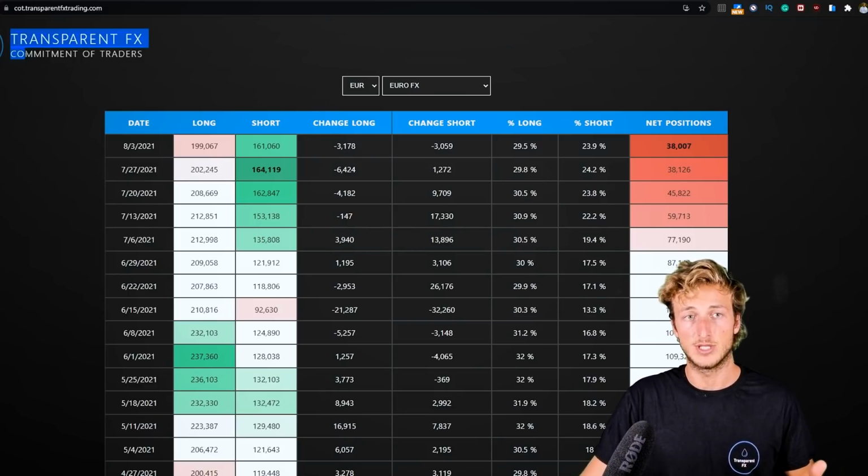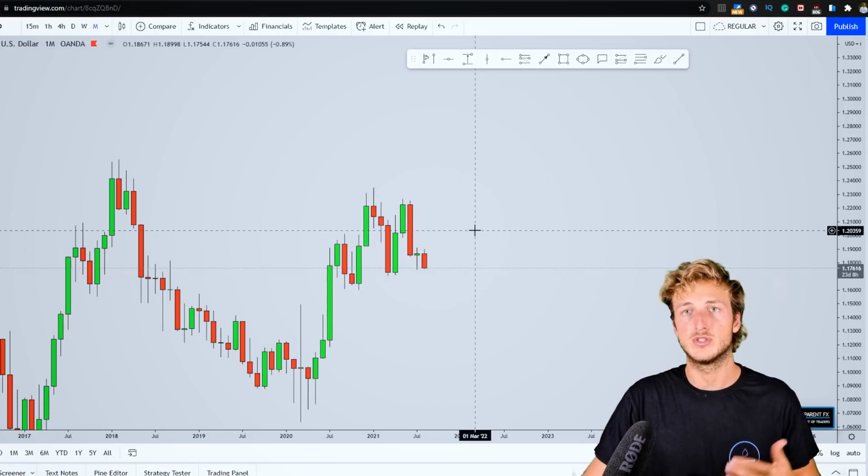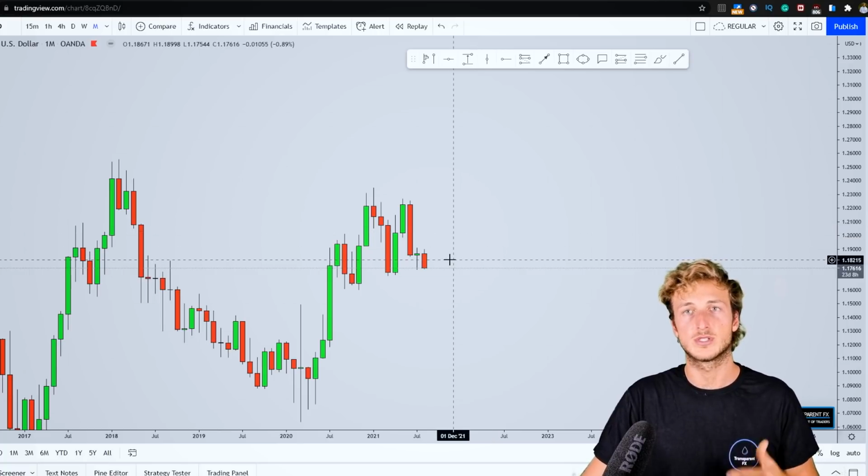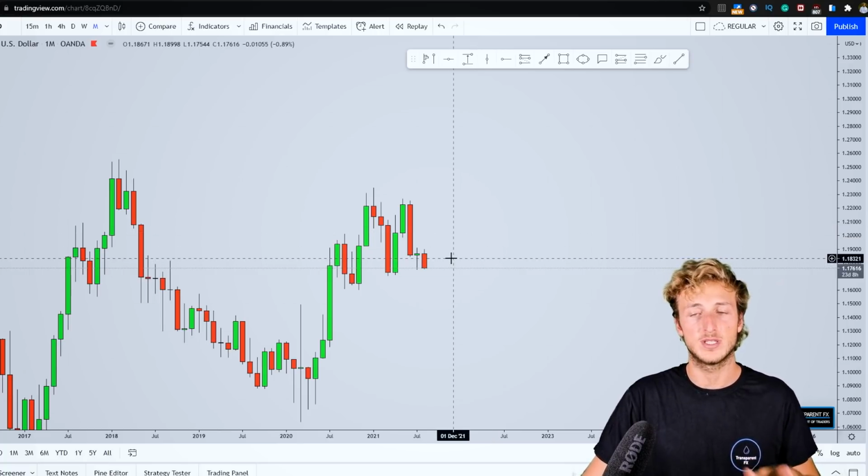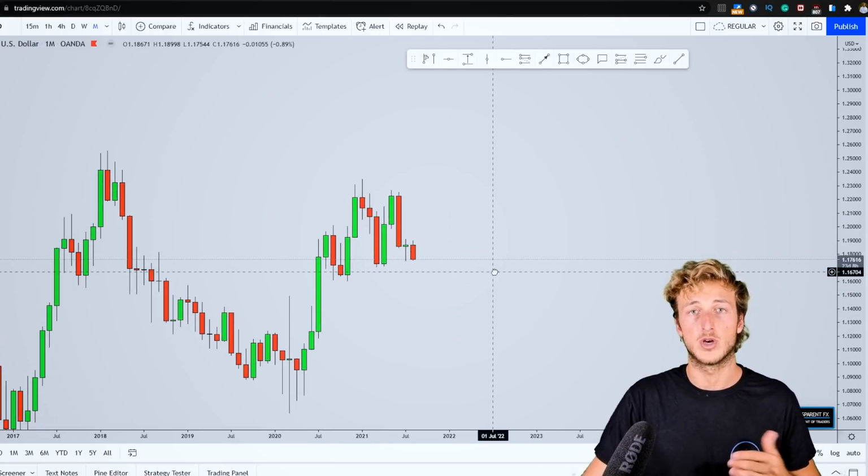So COT data, commitment of traders, which is what the non-commercials and the biggest speculators in the market are doing. And by the end of the video, by using the combination of these two different types of analysis, we will try to understand where we have the highest probabilities for a potential move here on the pair.